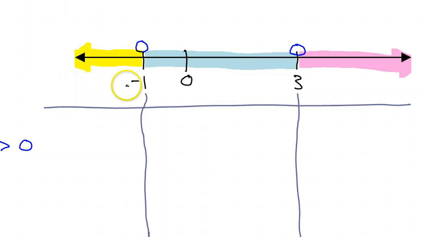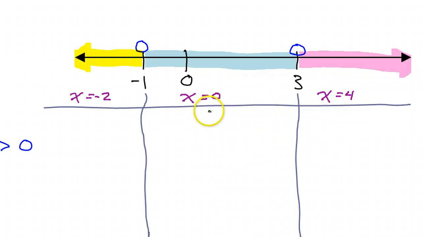I need a test value in each one of these zones to see if these are solutions or not. So I need something less than negative 1. For example, I could just go with x equals negative 2. I need something in the blue zone. Well, I see 0 there. I always use 0, whatever zone that's in. And I need something in the pink zone, something bigger than 3. So I'm going to use x equals 4.